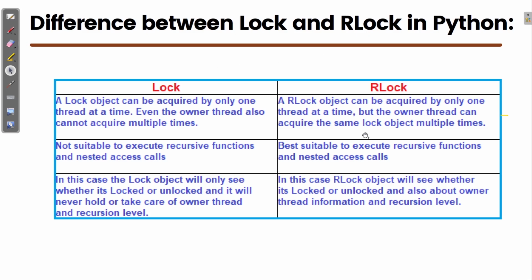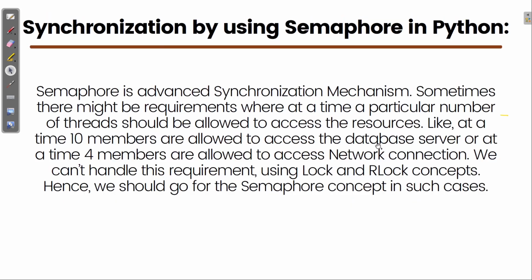You can read it by yourself, because I guess I have tried to clear all the concept. You can take the screenshot, you can read it by yourself. Then synchronization by semaphore in Python. So when to use this semaphore lock?